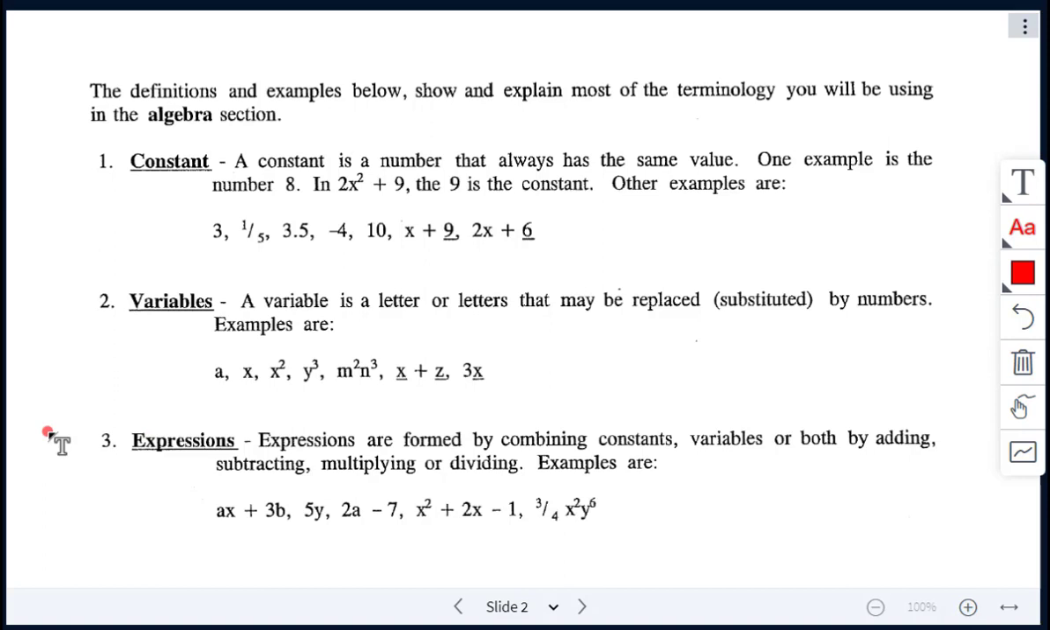All right, so when I say expressions, these are formed by combining constants, variables, or both, by adding, subtracting, multiplying, or dividing. So anything like this, any of these would be an expression. So ax plus 3b, 5y, 2a minus 7, and so on. And notice none of them have an equal sign, right? So an expression will not have the equal sign.